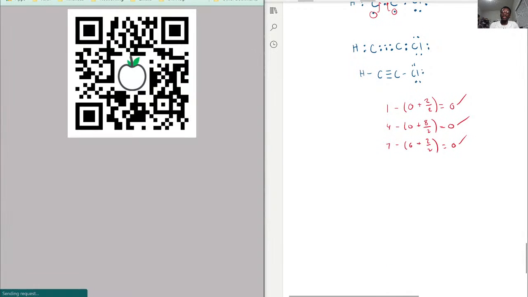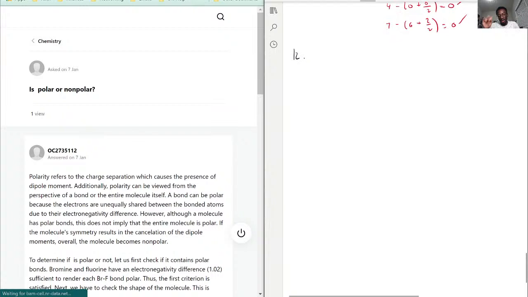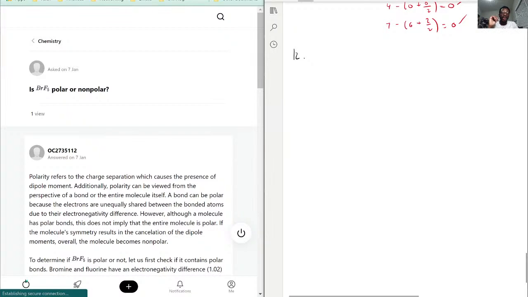So now time for question number 12. We have, is BrF5 polar or nonpolar?